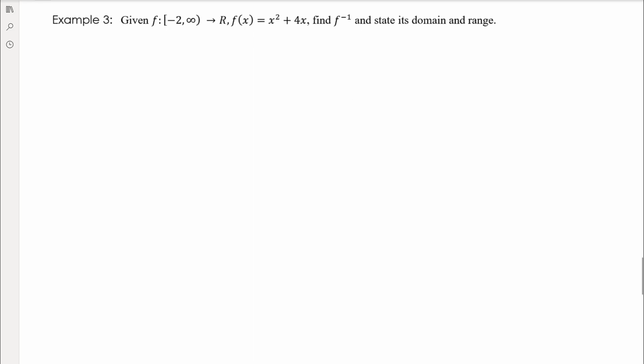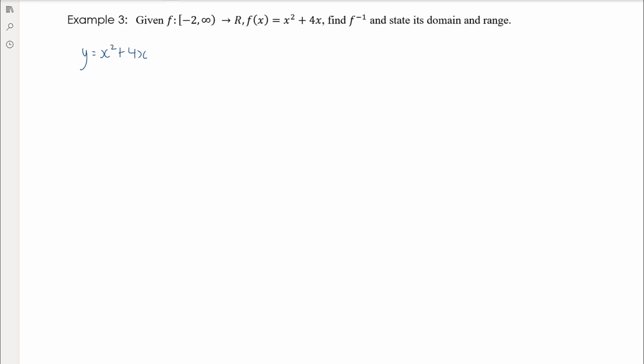Okay, so let's think about our original function. We've got y equals x squared plus 4x. That is a happy parabola with intercepts at 0 and 4. Okay, so that essentially is that, but we only want negative 2 to infinity. Sorry, my intercepts won't be 0 and 4, they'll be 0 and negative 4, my apologies.